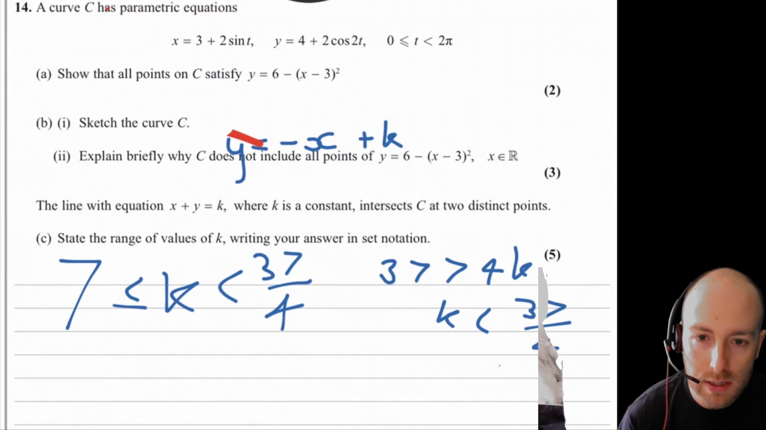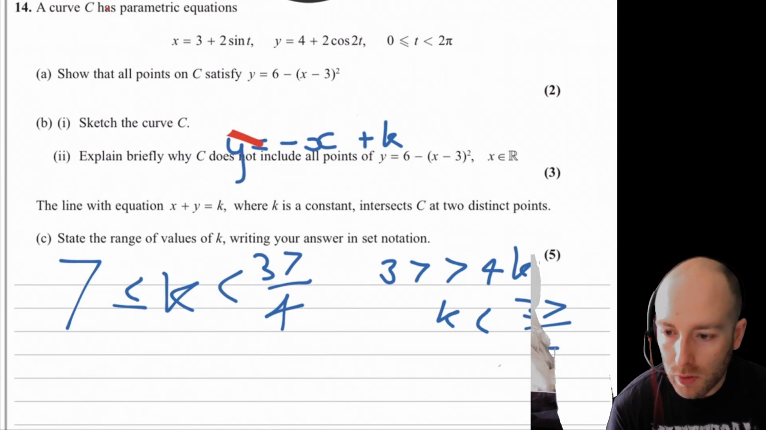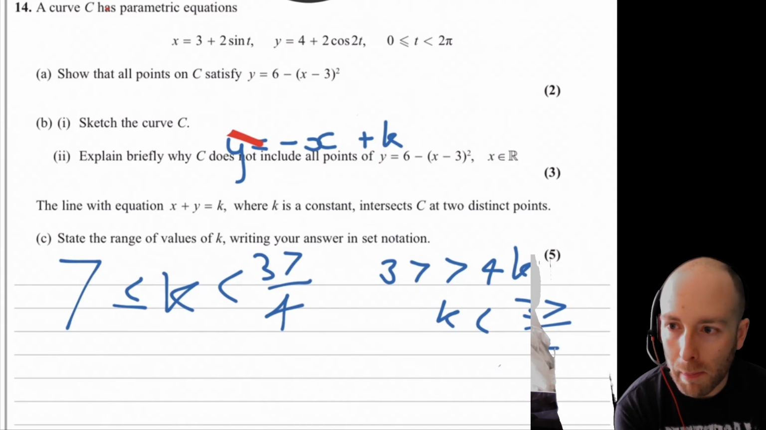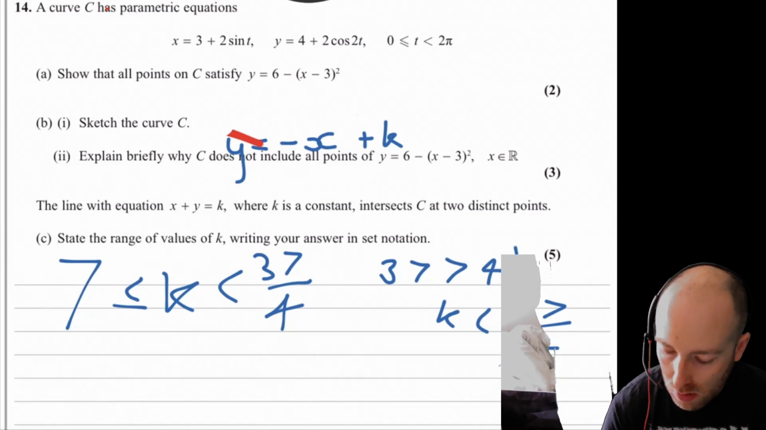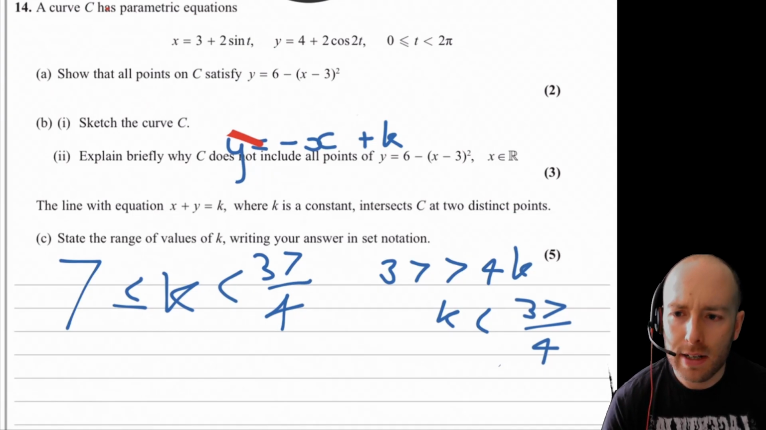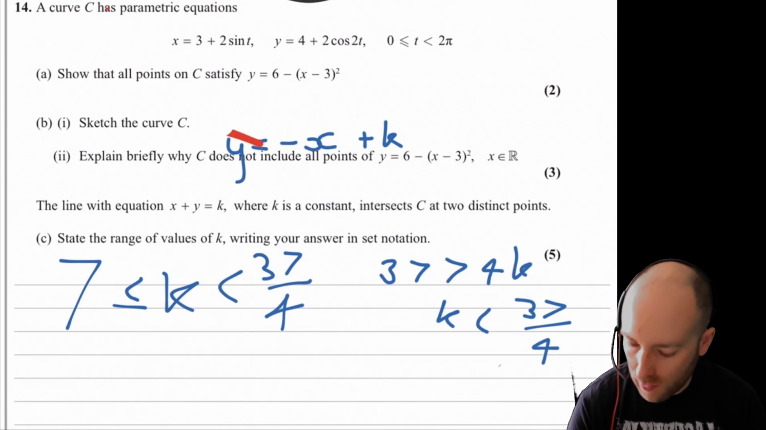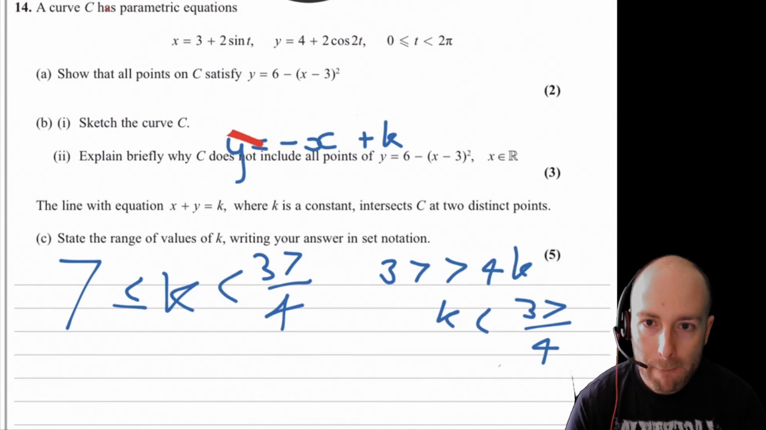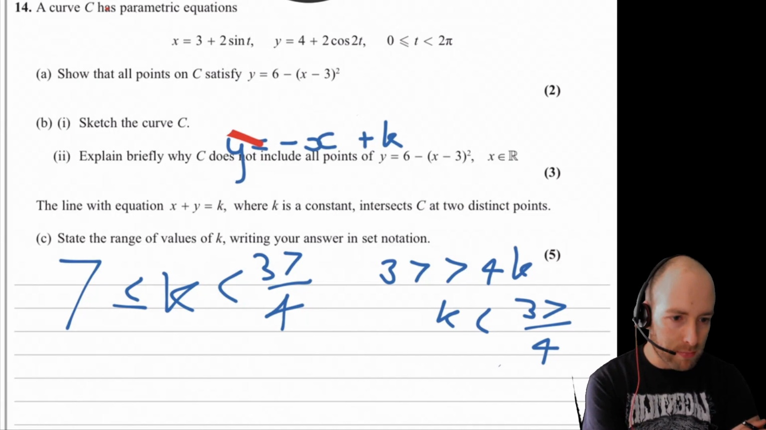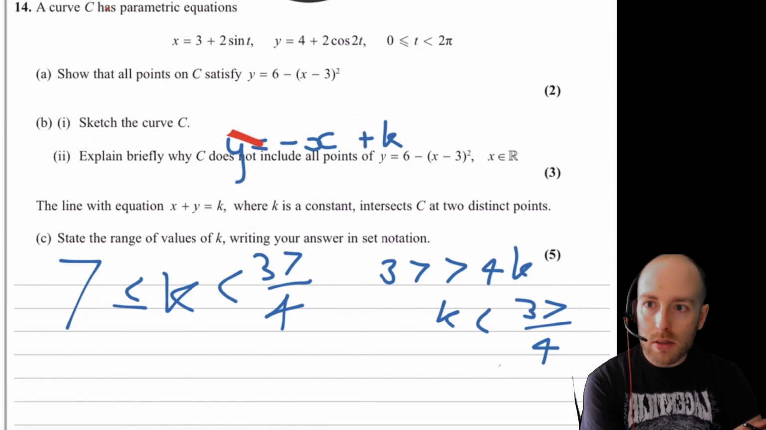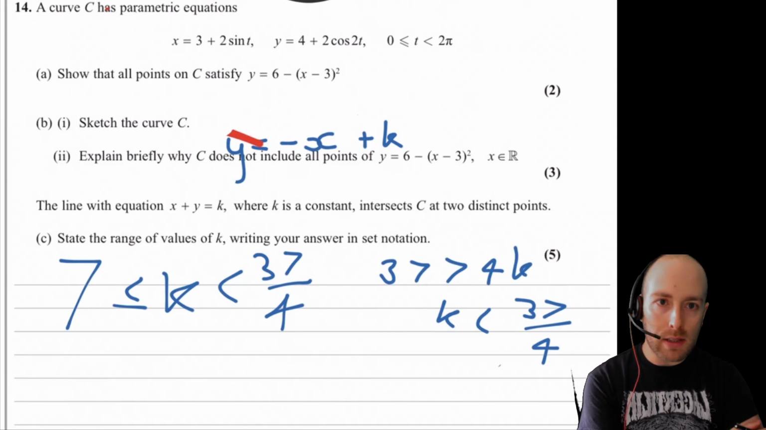Right, have a read through that, guys. See if you got any questions. That is quite a tricky question, that one. Cool. Right. So that is it. That's this paper done. Good.